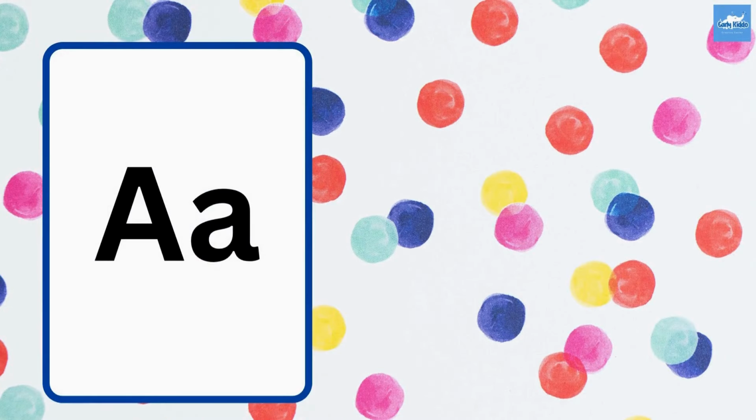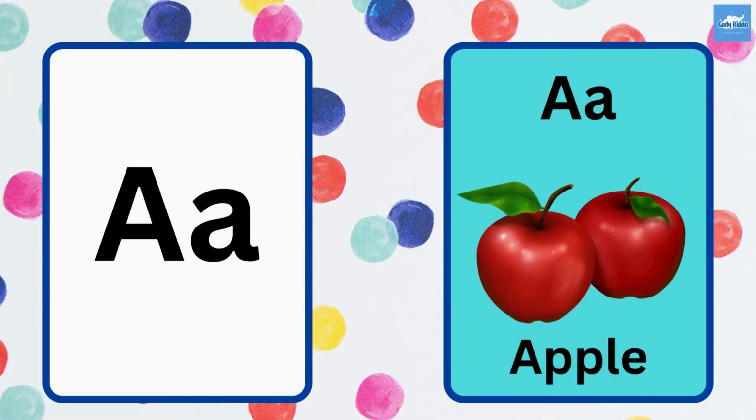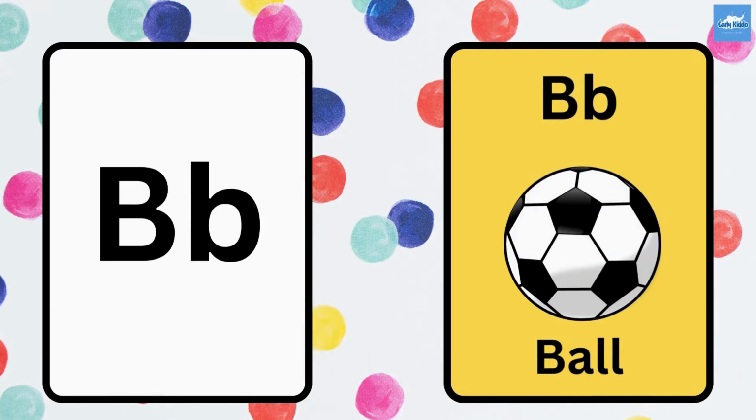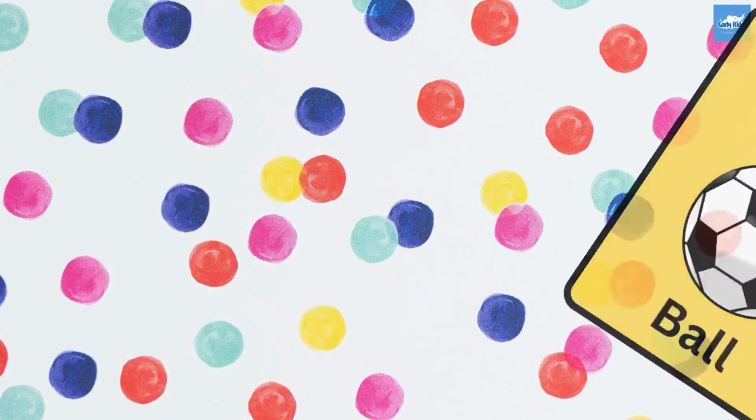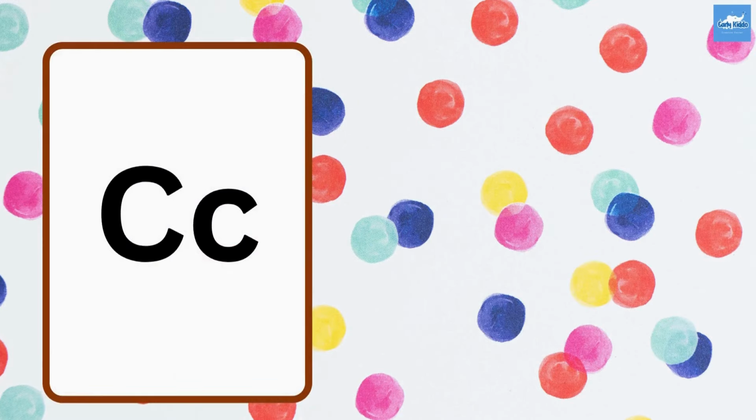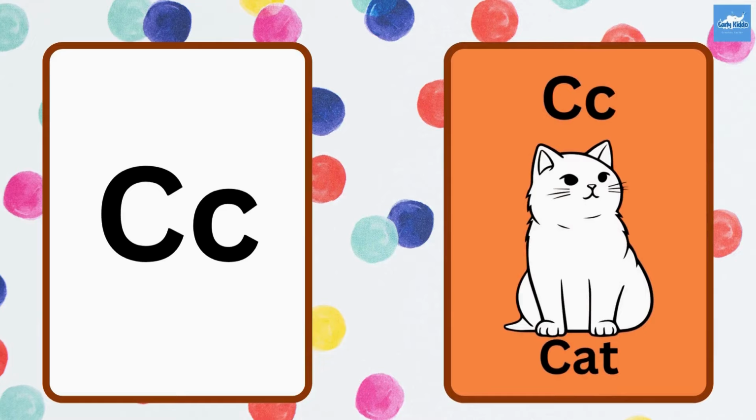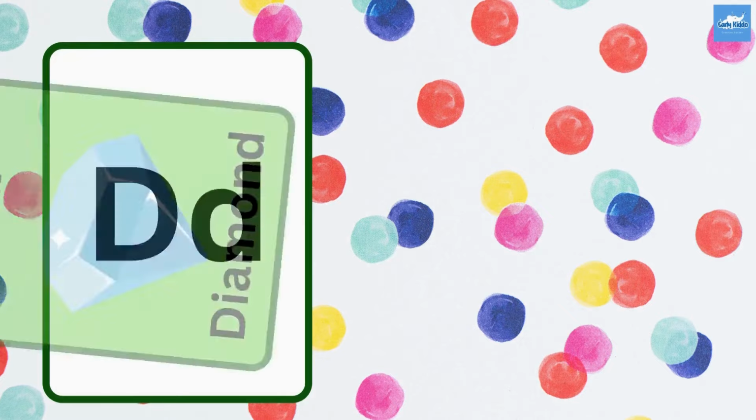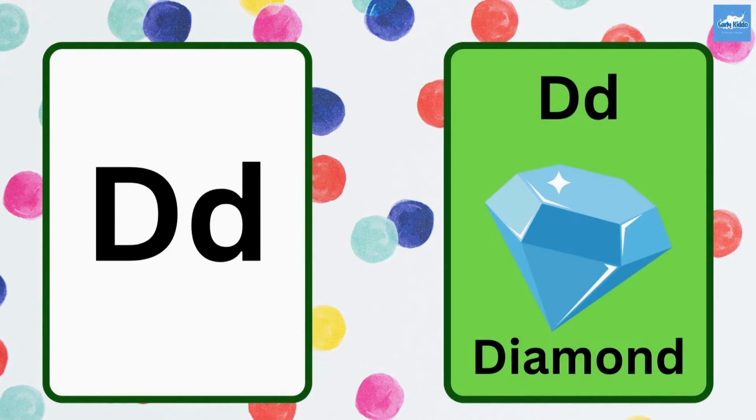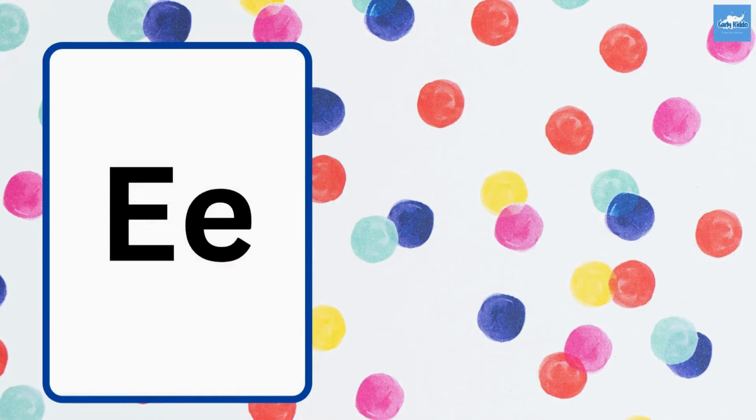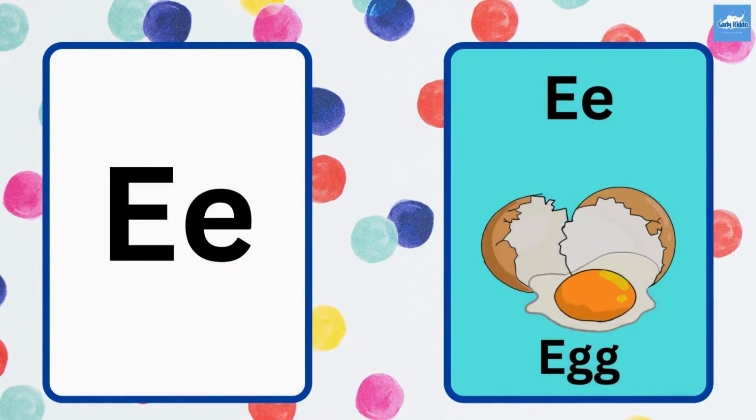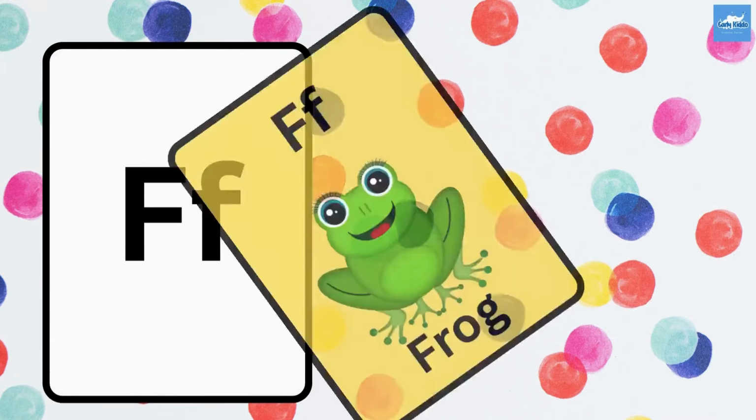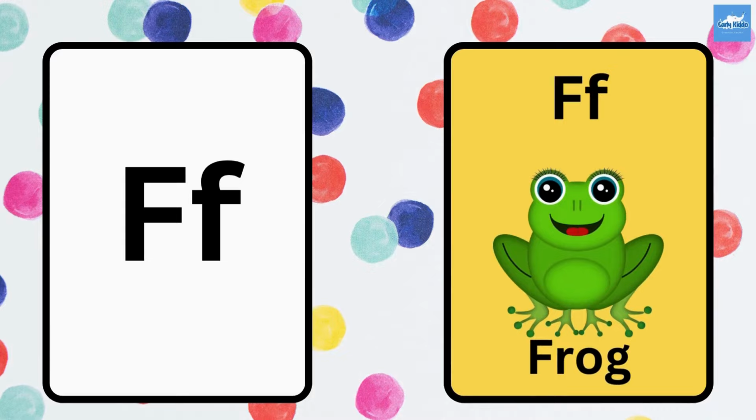Letter A. A for apple. Letter B. B for ball. Letter C. C for cat. Letter D. D for diamond. Letter E. E for egg. Letter F. F for frog.